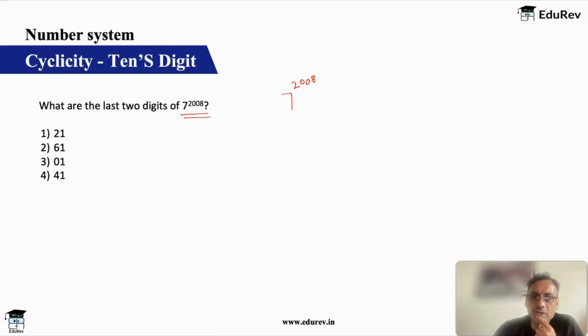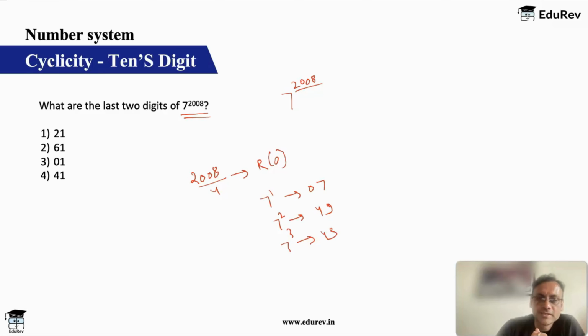So 7 to the power 2008, I know that 7 has a cyclicity of 4. So 2008 divided by 4 will give me remainder of 0. That means my answer should be the fourth one. What was 7 to the power 1? 07. 7 square 49. 7 to the power 3 is 43, and 7 to the power 4 was 01. So obviously the answer will be 01. So this can be done very fast if you remember this.